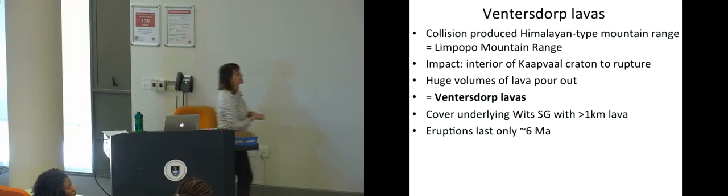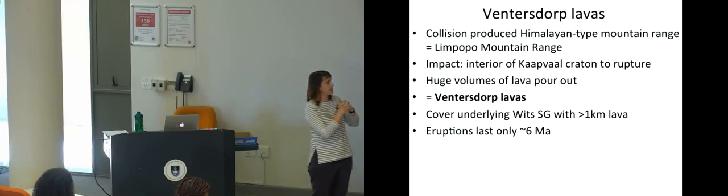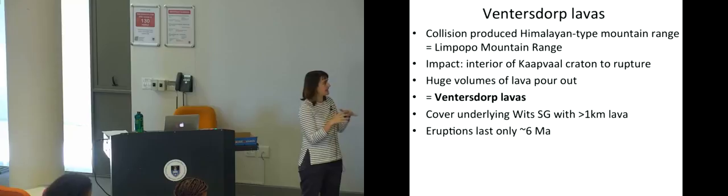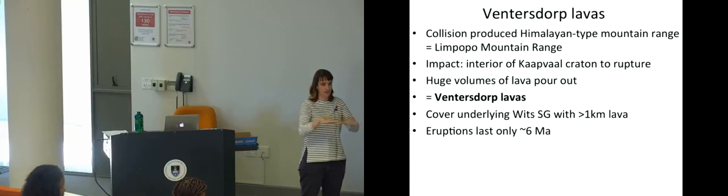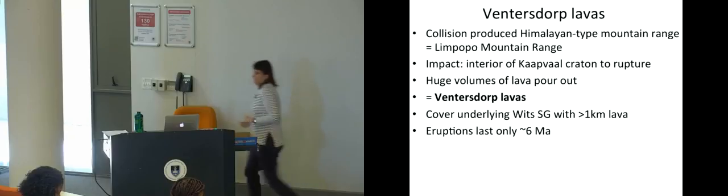So yeah, here's some text saying what I was just explaining. It was a Himalayan-type mountain range that would have been built as the two cratons collided. This impact would have caused rupture and enormous rifting in the interior of the Kaapvaal craton, and huge volumes of these Ventersdorp lavas poured out at surface. Over a kilometer of lava would have poured out, and we believe about 6 million years of eruptions.